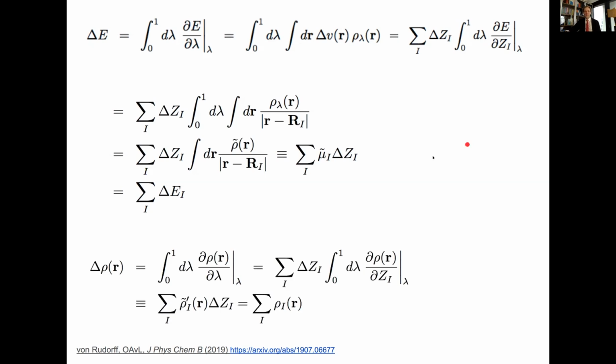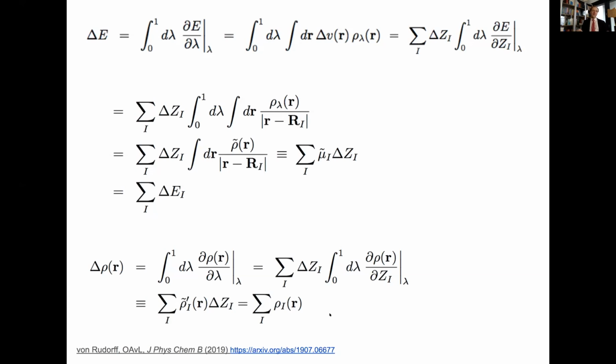Now we can do the same for the electron density, right? You write your change in electron density as the same here, and then you use the chain rule, and then you get contributions to changes in the electron density from each atom.